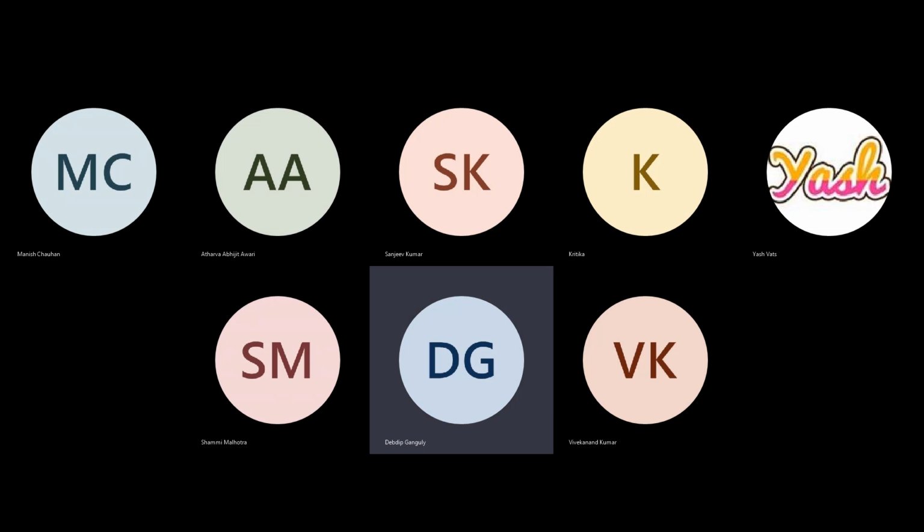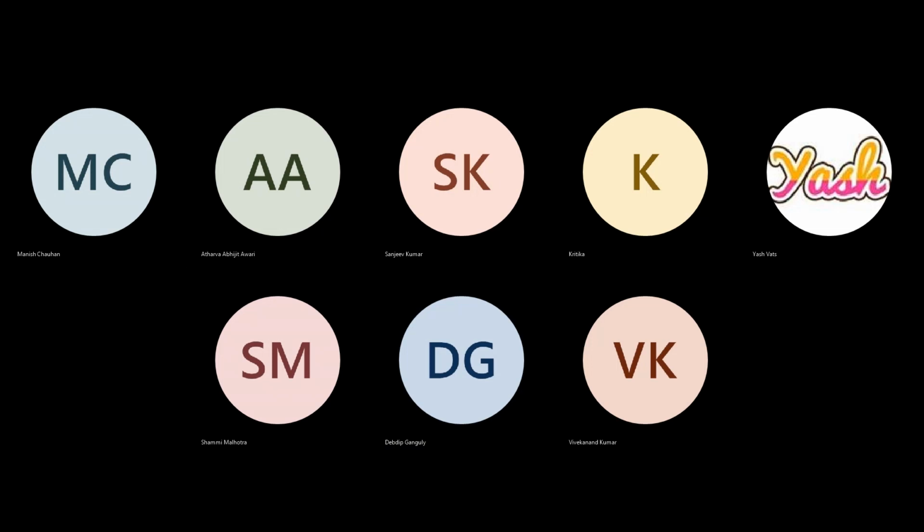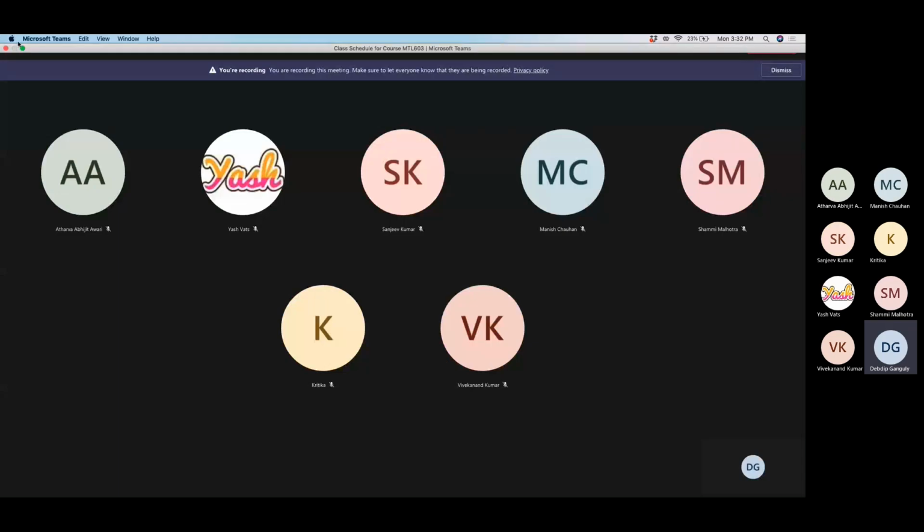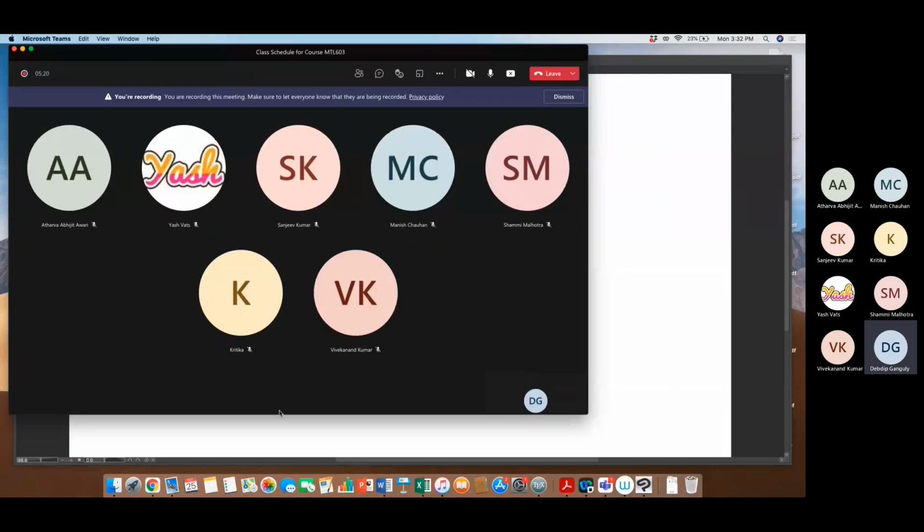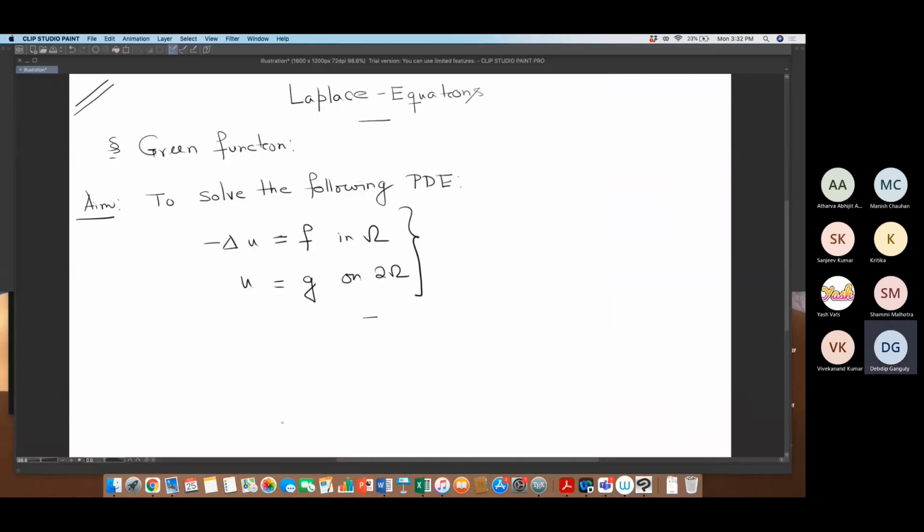So let us start then. We are doing the Laplace equation, and we're in the final stage of this chapter, and then finally we will do the parabolic heat equation. This is very similar to the Laplace. Of course, there are some new things also, but today we will finish this Laplace equation. Let us recall, we are doing the Green's function.